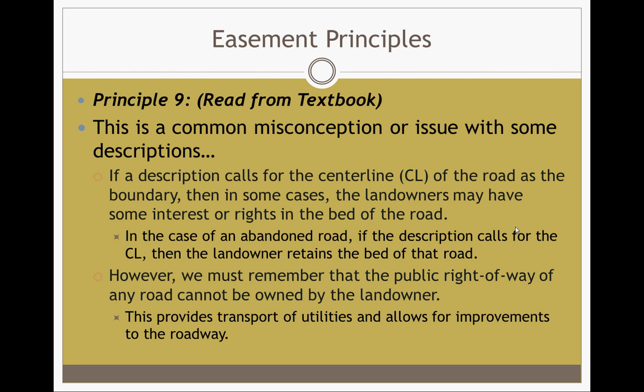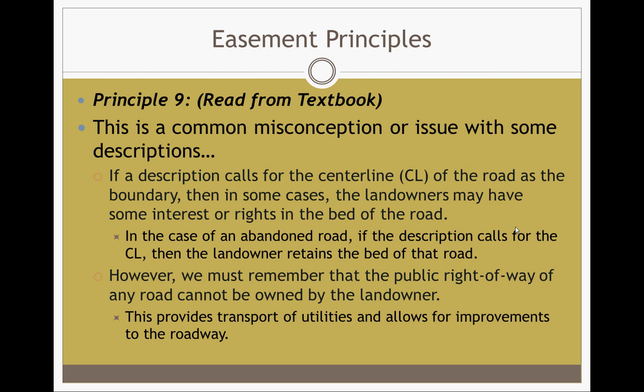Principle 9. A metes and bounds description with a road as a boundary must be written to positively exclude the road. Otherwise, in those cases where the grantor owns the bed of the road, it will be presumed that the conveyance is intended to convey title to the center of the road, subject only to the public easement. Now, this is a common misconception. A lot of times, a description will call for the center line of the road as a boundary. And the landowners may think they have those rights, but most of the time they don't.